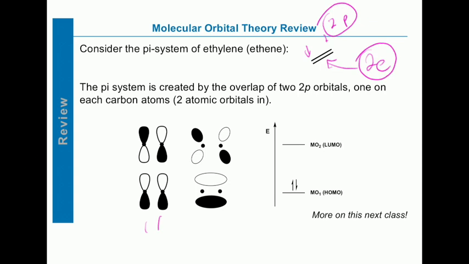So I've got my 2 p orbitals here, 1 and 2. I can combine them with no nodes, that's orbital number 1. And then I can combine them with 1 node, that's orbital number 2. So again, only 2 atomic orbitals becomes 2 molecular orbitals. Great. I have 2 levels.